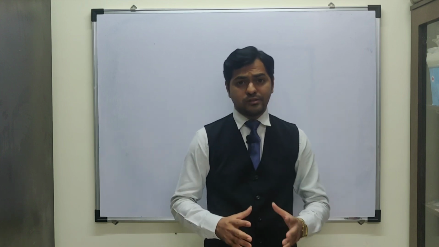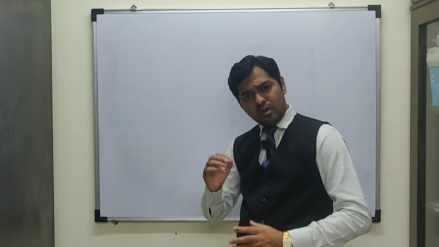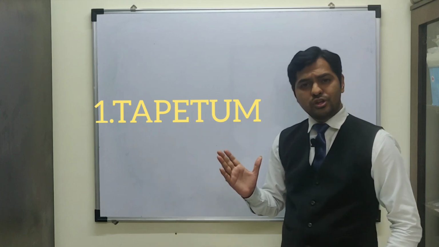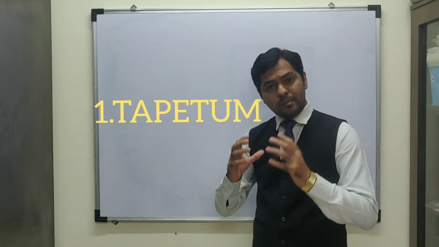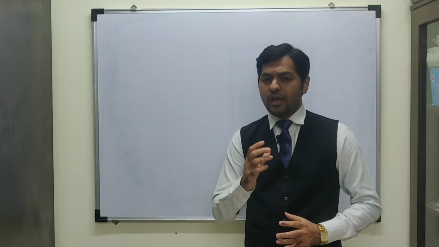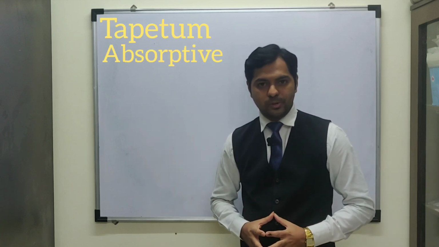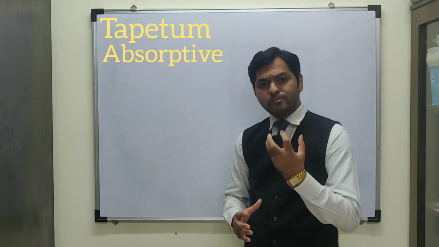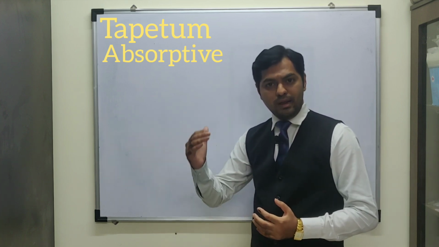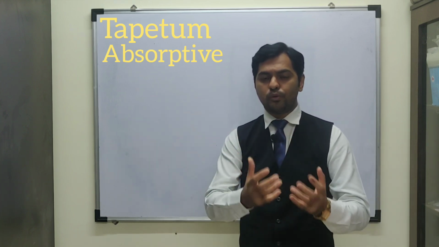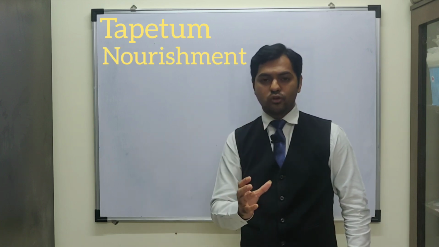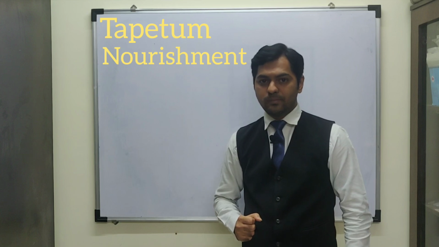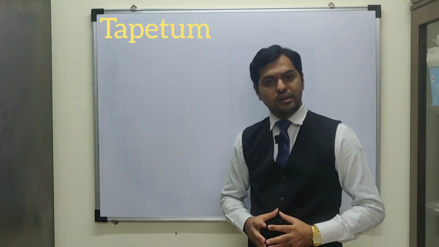The first point is about the tapetum. Now tapetum, this structure is the innermost layer of the anther, and tapetum has the important function that it is absorptive in nature. Since it is absorptive, it absorbs the nutrients from the middle layers and passes it to the pollen grains. That means it provides nourishment to the microspores or pollen grains. It is also secretory in nature.